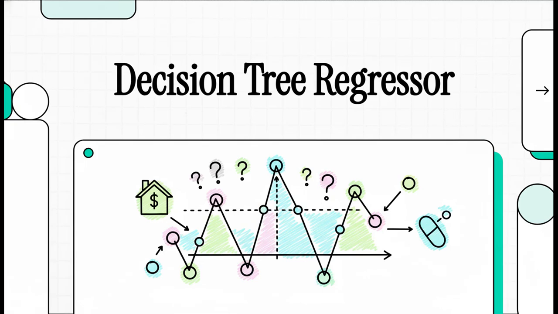All right, let's get right into it. When we think about making predictions with data, our minds often go straight to drawing a nice, clean line through a bunch of points. But what happens when the real world just isn't that neat? What do you do when the patterns are curvy and complex? How do we predict things like house prices when the relationship isn't a simple, straight line?